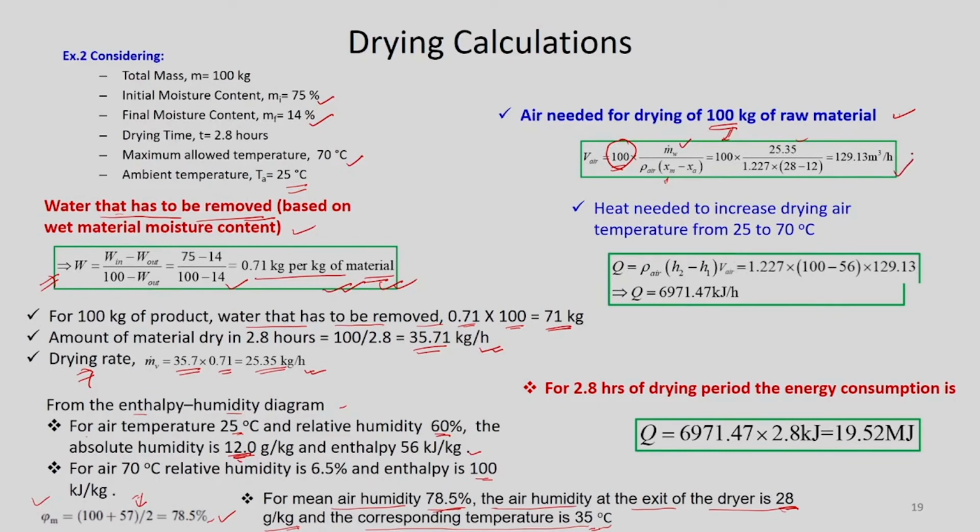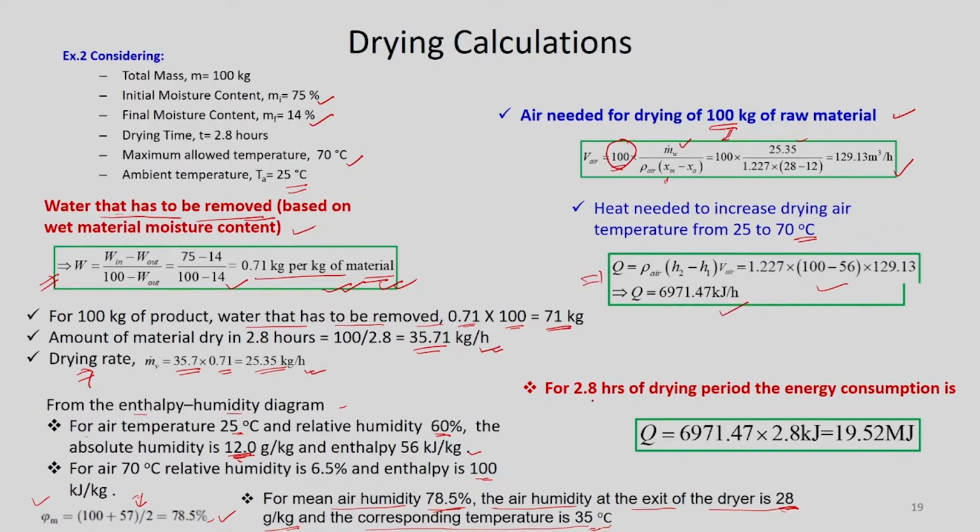Now, the heat needed to increase the drying air temperature from 25 to 70, that also you can calculate very easily. This can be calculated by using the values that we have now. So, Q is found to be this.